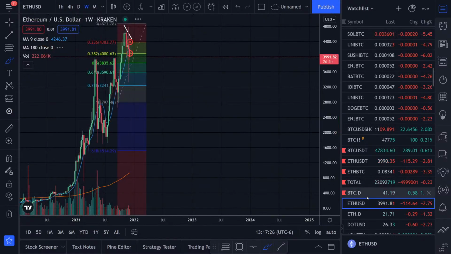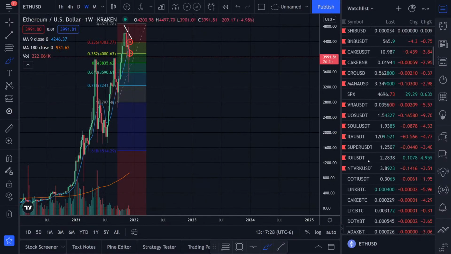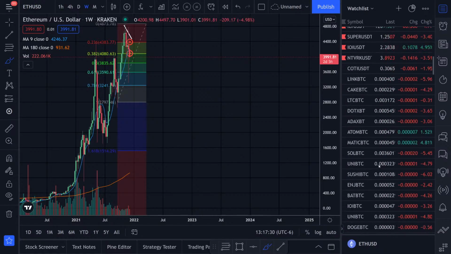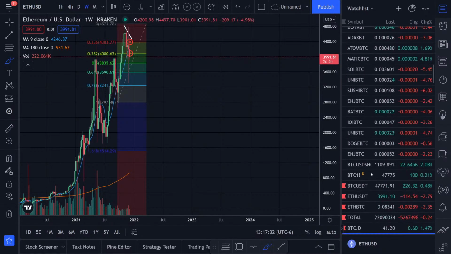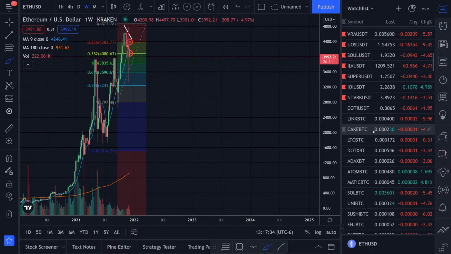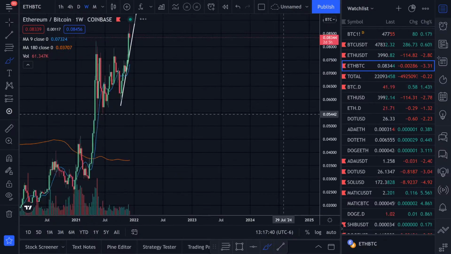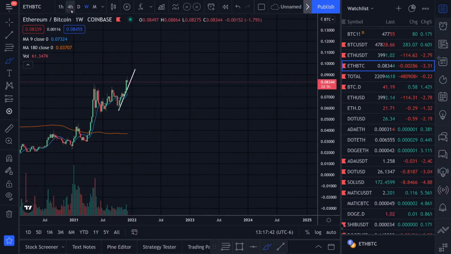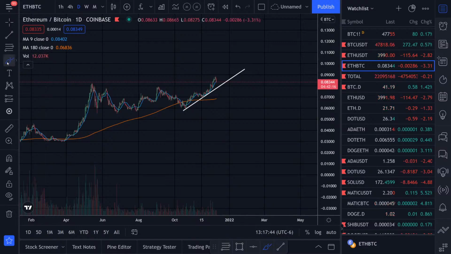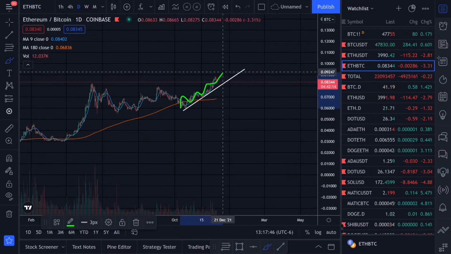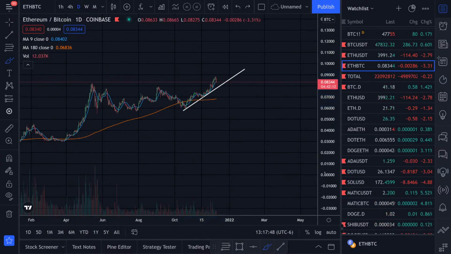I did a video about this the other day, but if we go to the Ethereum to Bitcoin chart, and I've already talked about this in the stream, Ethereum in general is doing better than Bitcoin. It's been trending up. Let's go to the daily time frame, and it's trending up right here until it breaks that going to the downside.